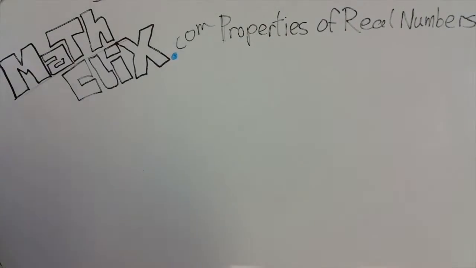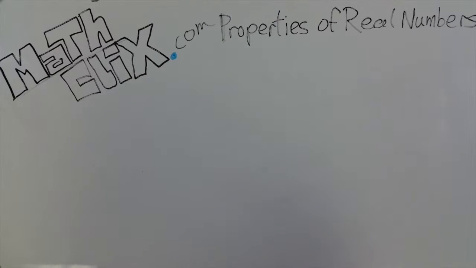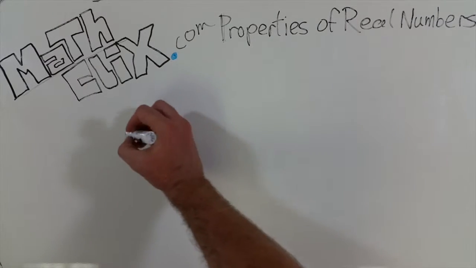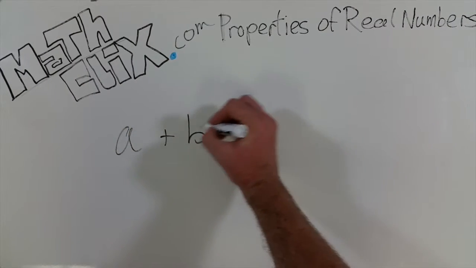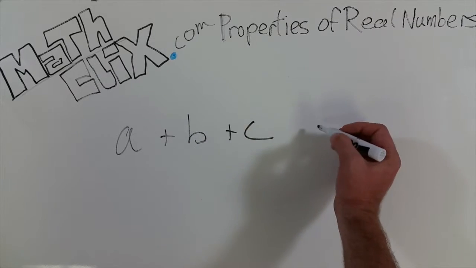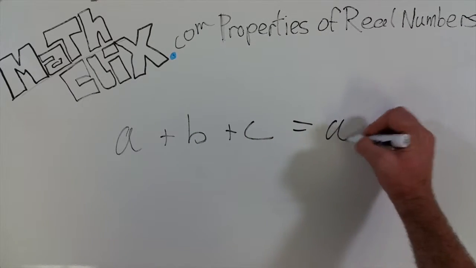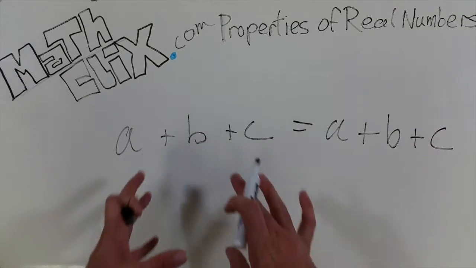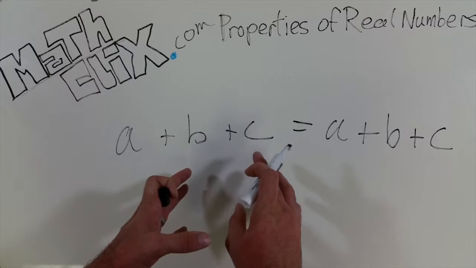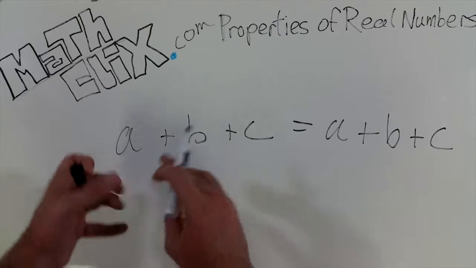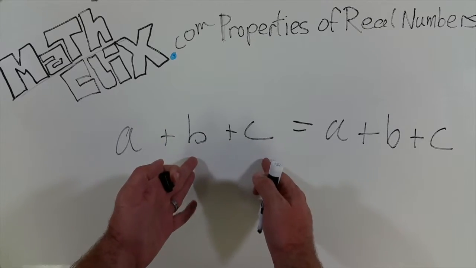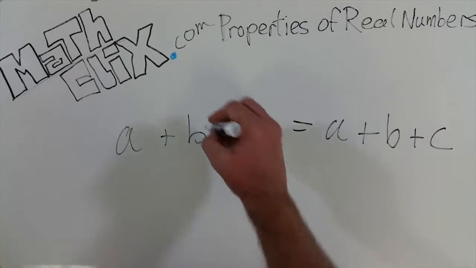The next one is the associative properties of addition and multiplication. So, I've got A plus B plus C. And of course it equals A plus B plus C. Now, we associate all of these in a different way. We can either look at the A and the B first, or we can look at the B and the C, but it really doesn't matter.